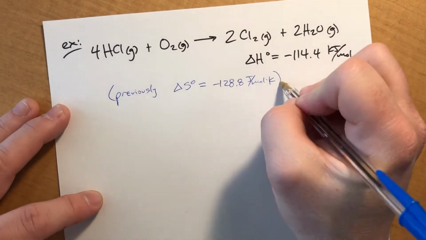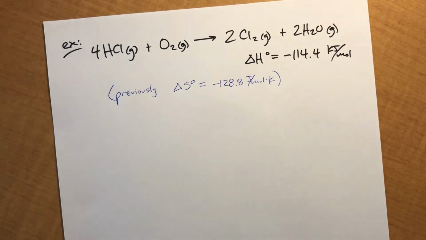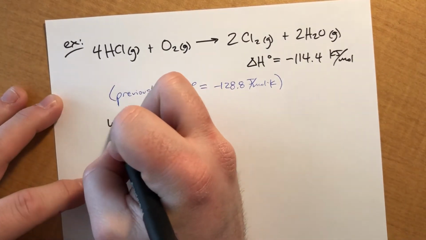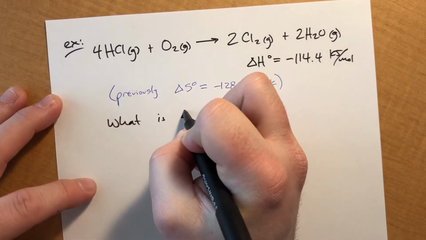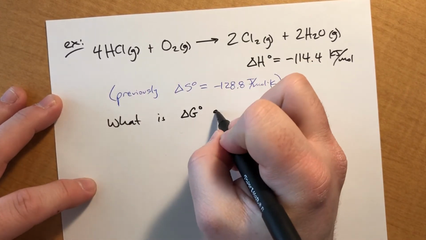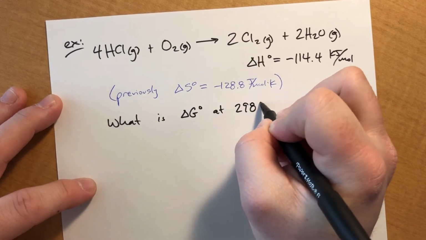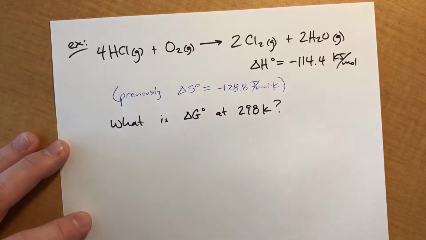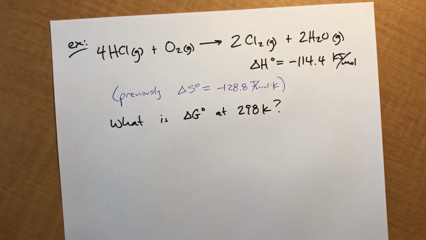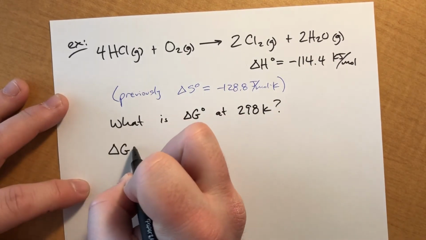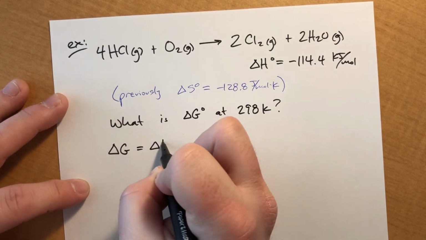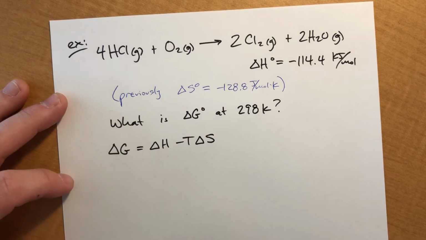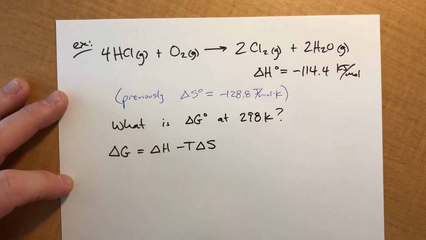Okay. We want to know, based off delta H and delta S, what is delta G at standard conditions? In other words, at 298 Kelvin. 25 degrees Celsius is 298 Kelvin. Okay. Well, delta G equals delta H minus T delta S. We have all these things. We just have to make sure the units cancel out.